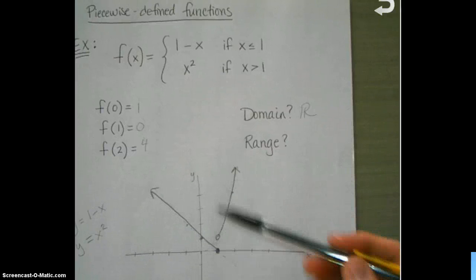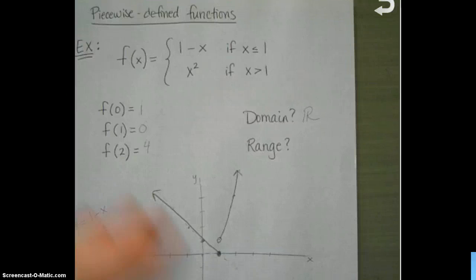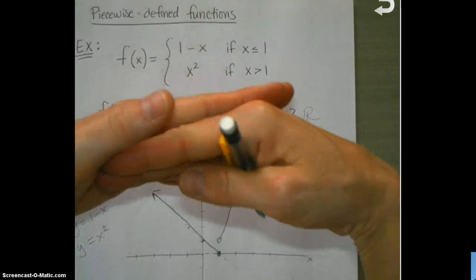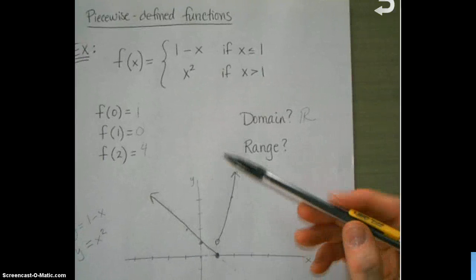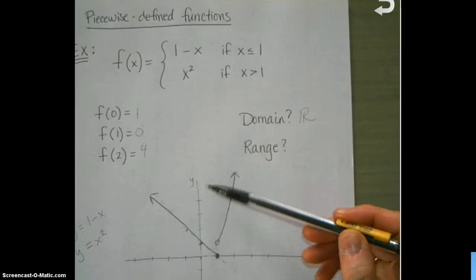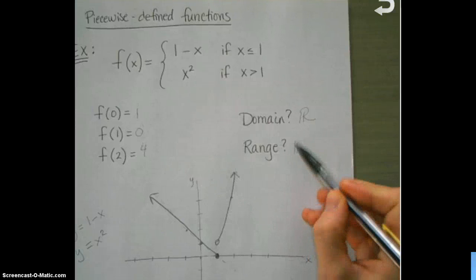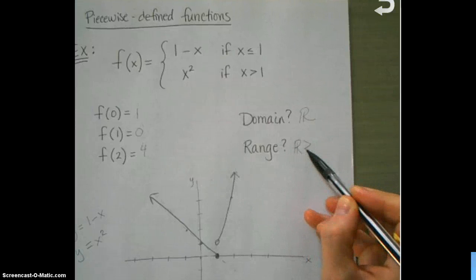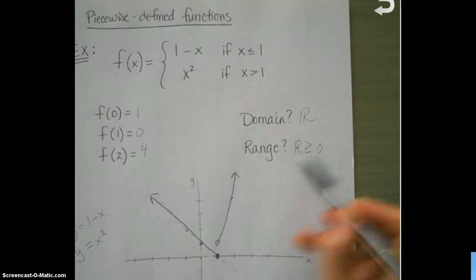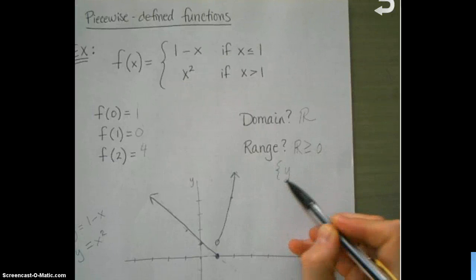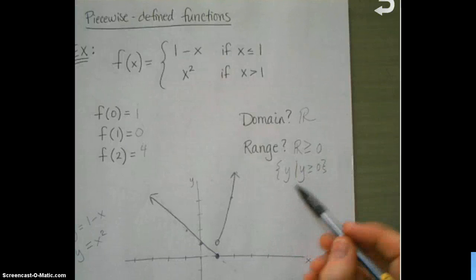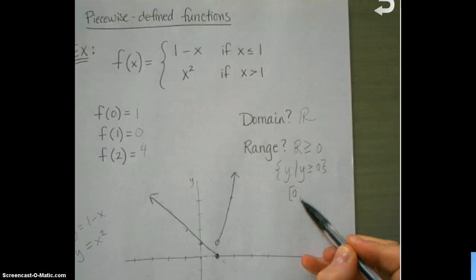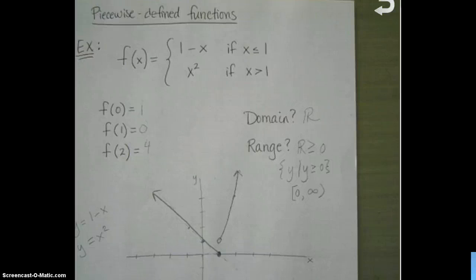All right, now looking at the picture here, the domain is all real numbers, because if you squish that graph against the x-axis, it covers up the whole x-axis. But if you squish it against the y-axis, the only numbers that you are going to get out for your outputs, these are your y values, are all real numbers greater than or equal to 0. Another way of saying that is all y such that y is greater than or equal to 0. Another way of saying that with interval notation is from 0 to infinity, closed bracket. Okay? See you tomorrow.